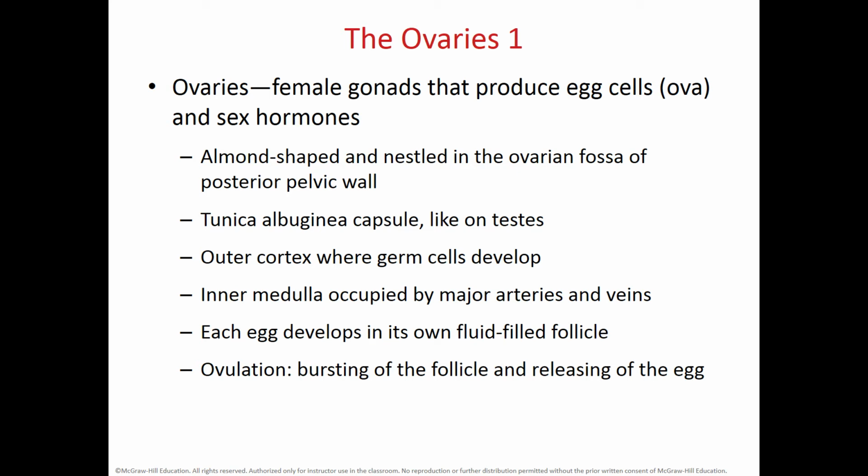The outer region is known as the cortex, where the ova develop into what we call follicles, and it has an internal region called the medulla, into which the blood vessels come in and out, and the nerves and the lymphatics come in and out. Ovulation is the process of releasing an egg cell, and the egg cells develop in a fluid-filled cavity called the follicle.